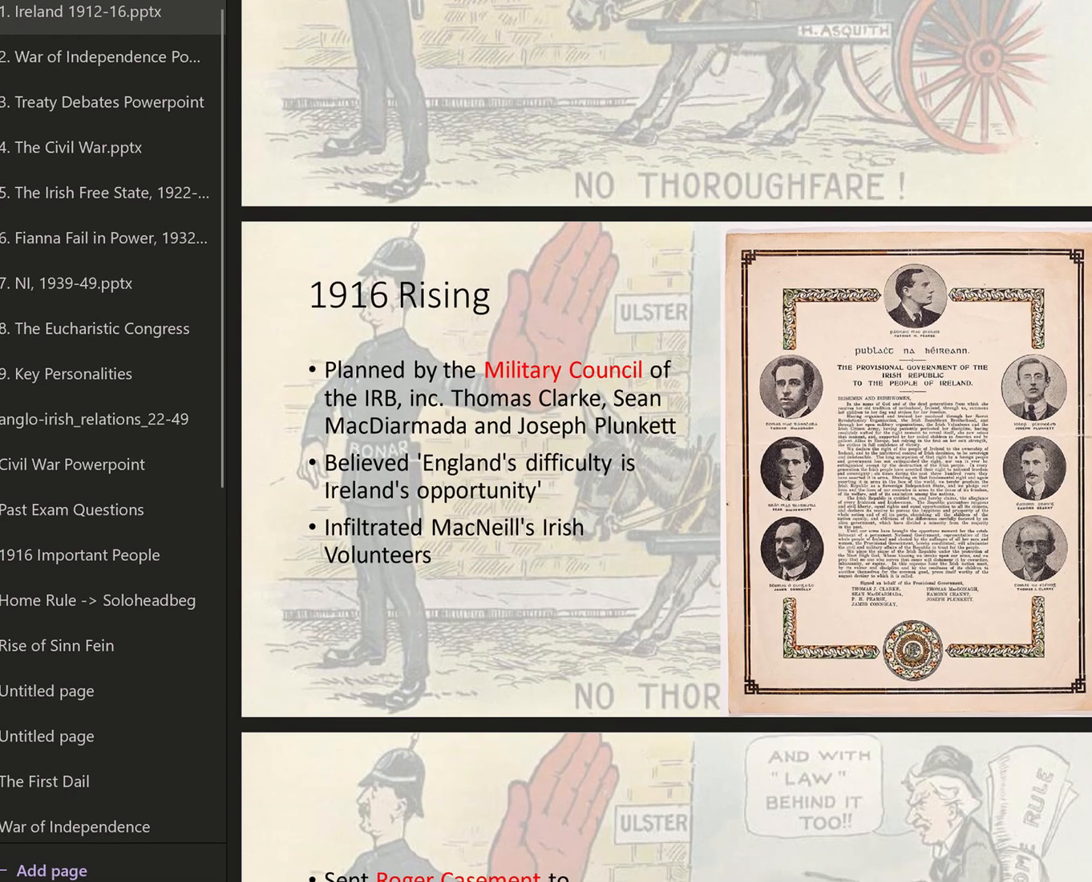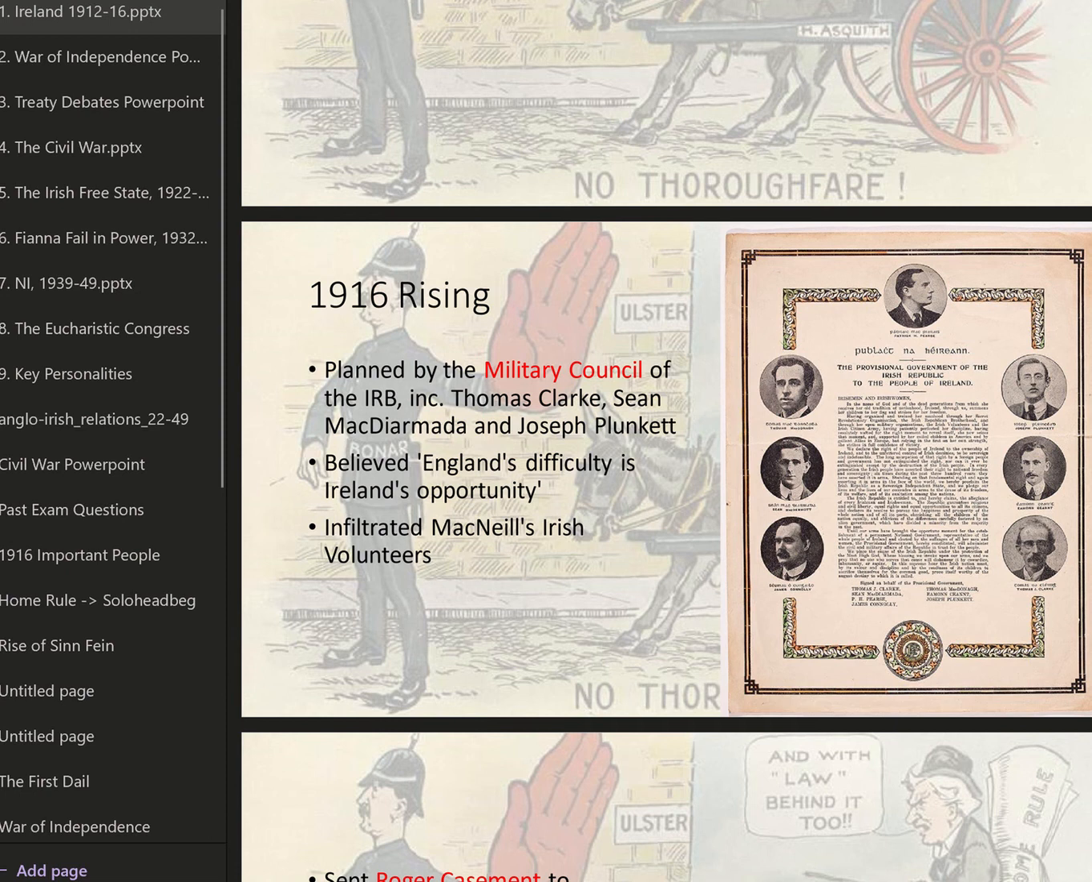Now, moving on, guys, it's linked to it as well. So the 1916 Rising, England's difficulty will be Ireland's opportunity. So it was planned by the Military Council of the IRB, essentially the same guys, the Irish Volunteers, who didn't take part in World War One. So the group that broke away with MacNeill. Now MacNeill wasn't involved in this actually, but it was planned by the Military Council.